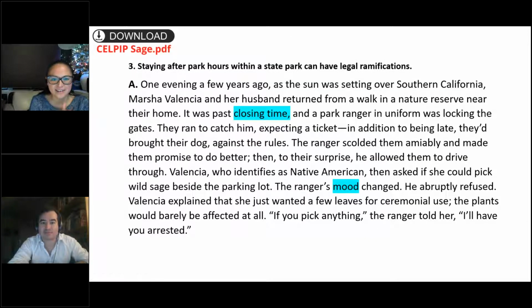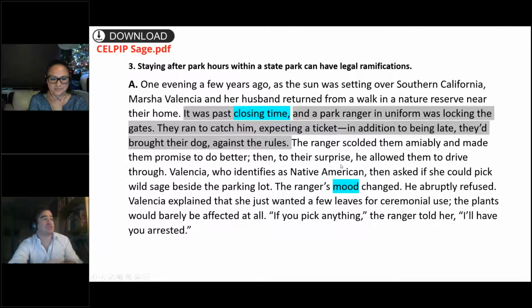So where in this paragraph can we find that response? It's going to be here. It was past closing time and a park ranger in uniform was locking the gates. They ran to catch him, expecting a ticket. In addition to being late, they brought their dog against the rules. Additionally, it says, if you pick anything, I'll have you arrested. So there was a lot of information about legal ramifications of staying in the park. Absolutely. So that was good.